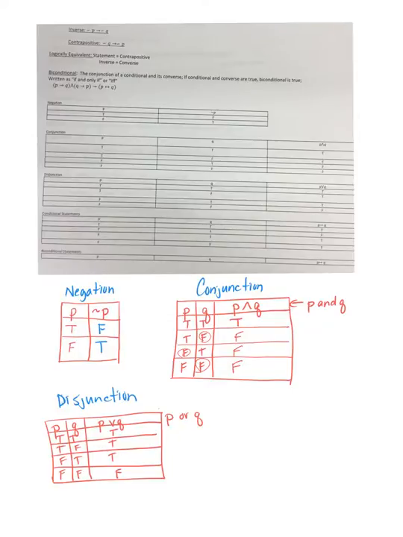Okay, so I think the negation is easy because those are just the opposites. But with my conjunction, if you can just remember, true, true gives you true, everything else is false. And with the disjunction, false, false gives you false, everything else is true. That's sort of how I keep those straight when I'm doing truth tables.